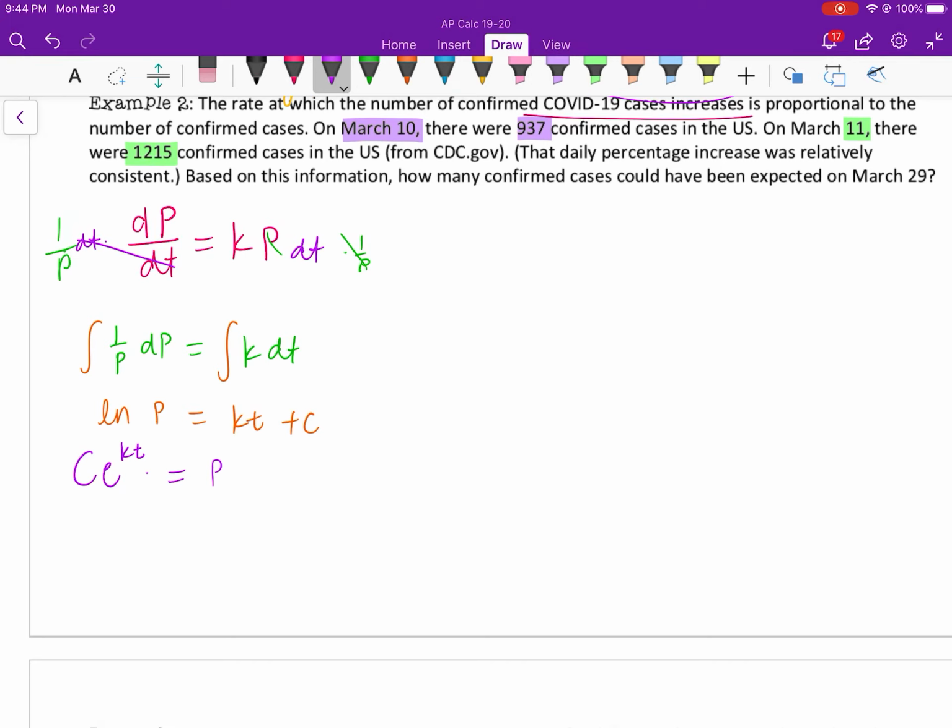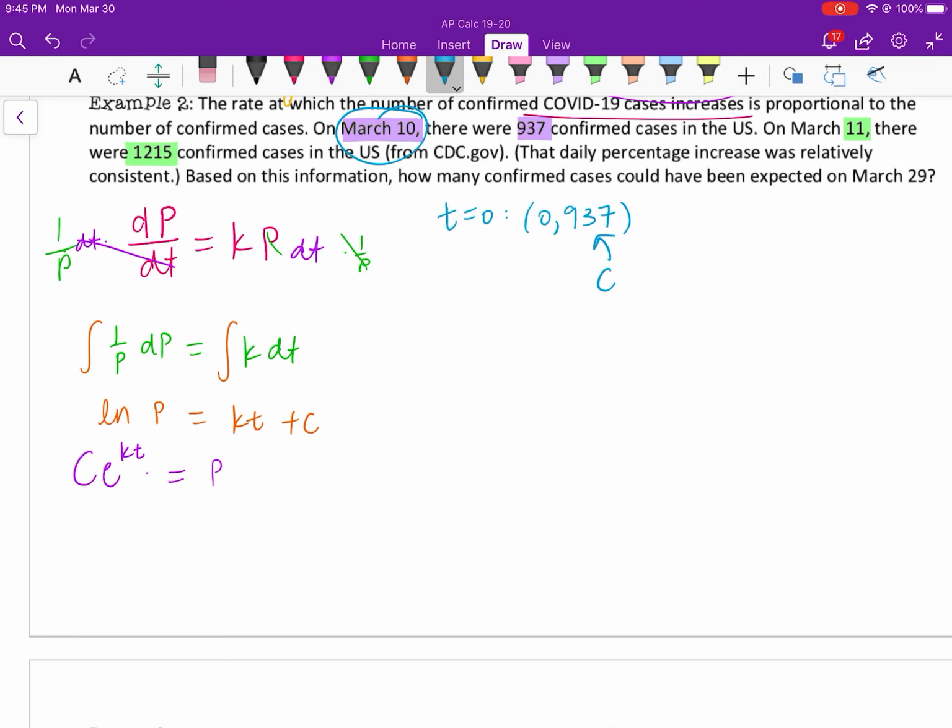So they said that on March 10th, there were 937 cases, and on the 11th, there were 1,215. They give us 2 ordered pairs, and you can let your x, or your t in this case, stand for whatever would be most beneficial to you. So if we let t equal 0 correspond to March 10th, then we can use the ordered pair of 0, 937, and right away we know what our c value is, right?